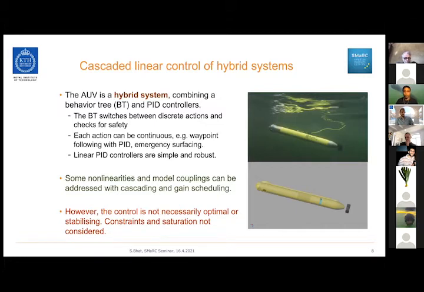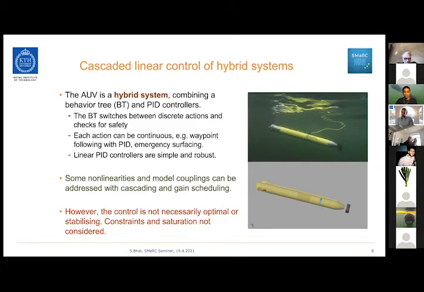So if we want to control the depth while moving, we could first control the pitch angle to get a certain pitch, and then we regulate the depth based on the pitch angle. So in this way, you get this coupling between the pitch and the depth, but not actually using the model of the system. So it's possible to use these linear controllers and this really interesting behavior tree in order to get some robust control. And we can also address some model couplings and nonlinearities by doing this.